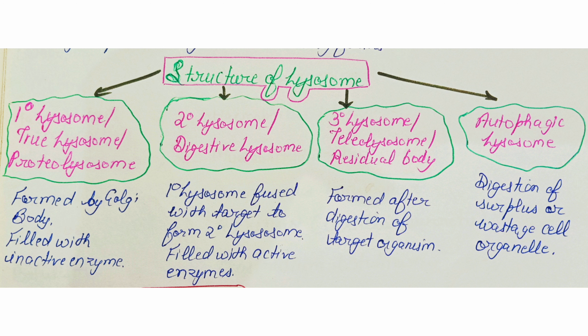The secondary lysosome is also known as the digestive lysosome. When the primary lysosome fuses with the target, it forms the secondary lysosome and it is filled with active enzymes. And the digestion of the target gives rise to the tertiary lysosome. It is also known as the residual body or the telolysosome. Another type is the autophagic lysosome, which performs the digestion of surplus or waste cell organelles.